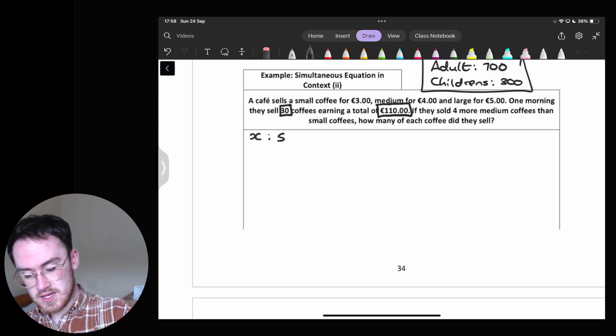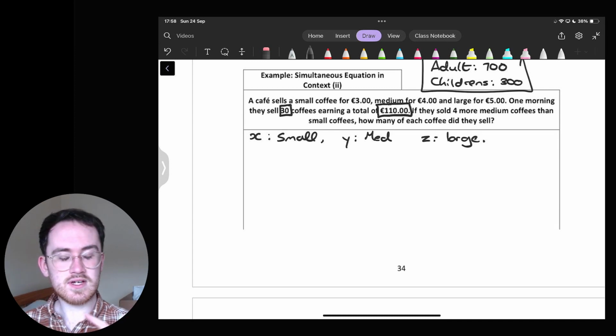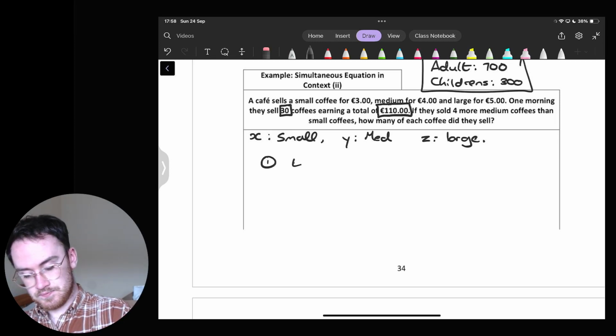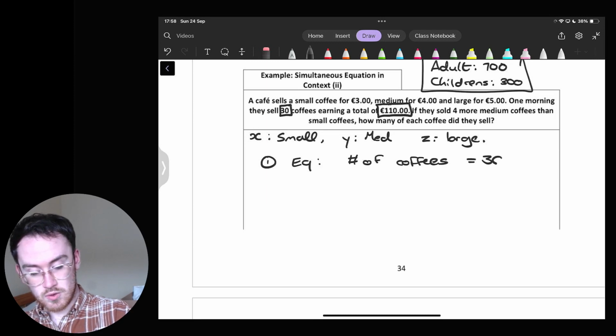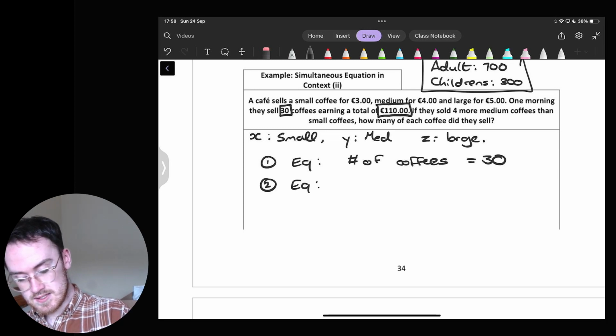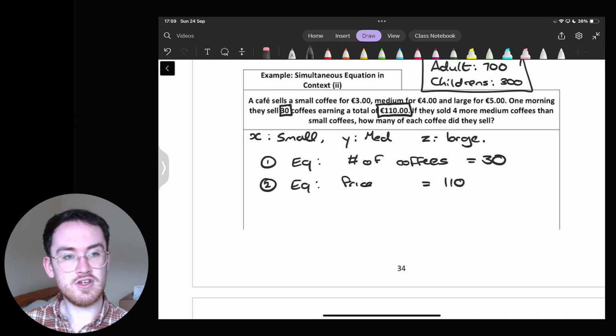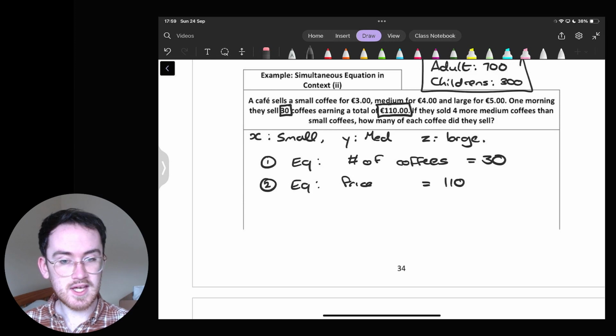So let's let x be the number of small, let's let y be the number of medium, and let's let z be the number of large. So these are my three variables at this time. My first equation is probably going to be to do with the number of coffees because I know that was equal to 30. My second equation is going to be to do with the price of each of those coffees because I know that at the end of the day I made €110. So I have to figure out what the equation is, but I know the answer is 110.